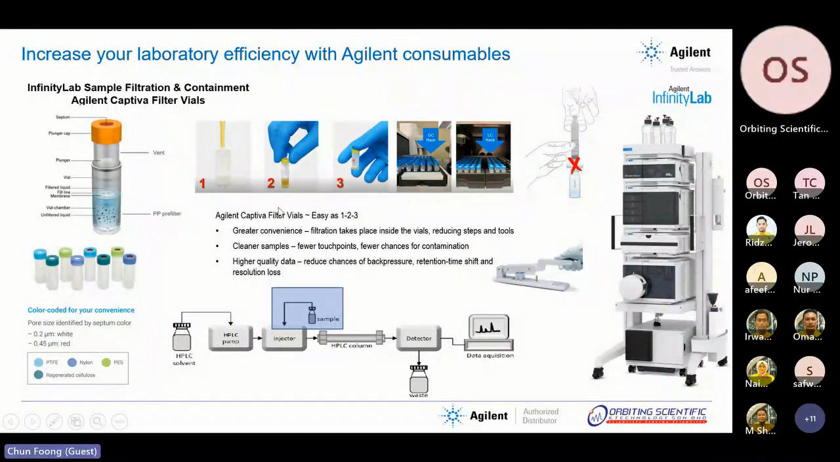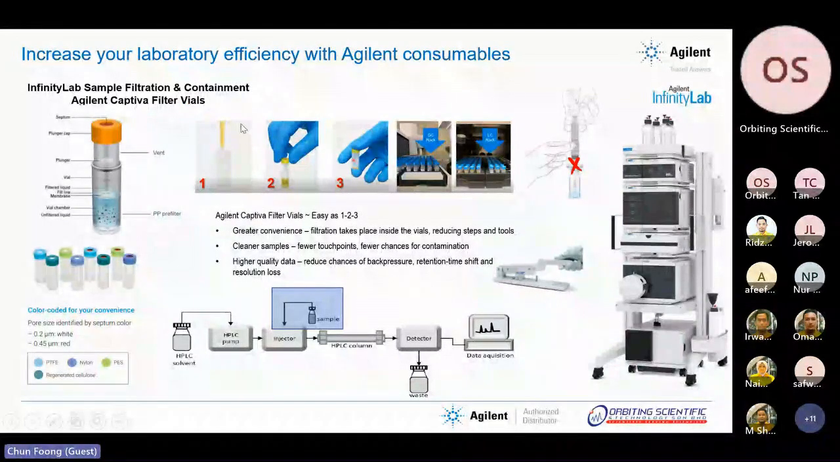So for sample filtration, there is another type of product you can consider. Initially, you need to use a syringe to draw your sample and then push it through the syringe filter and into the vials. Here, Agilent came up with a product called Agilent Captiva filter vials, where you just need one type of product rather than three products.